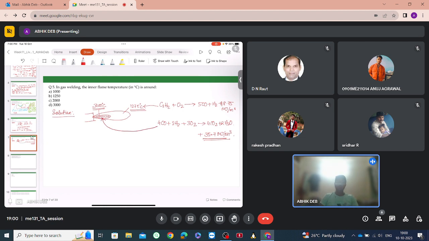Okay, so that is why we get two different flame temperatures in gas welding. One is around 3000 degrees Celsius and one is around 1200 or 1300 degrees Celsius. The outer flame is by the burning of acetylene directly, and the inner temperature is because of the oxidation of carbon monoxide and hydrogen gas to form carbon dioxide and water, releasing an enormous amount of energy. Okay, so the inner flame temperature is around 3000 degrees Celsius. So is it clear to you?